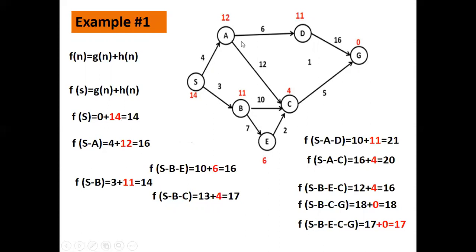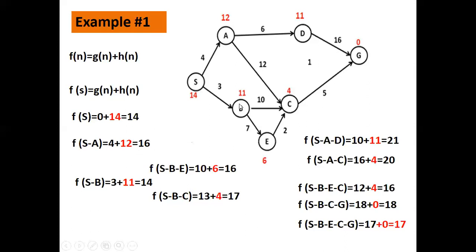And from A to reach the goal state, the heuristic cost or the estimated cost is 12. So here from S to A, you will have the actual cost plus the estimated cost, which is equal to 16. So here the total cost is 16. Similarly, now another path, we will be exploring almost all the paths. From S to A, it is 16.